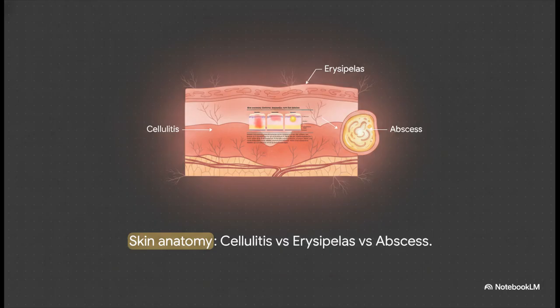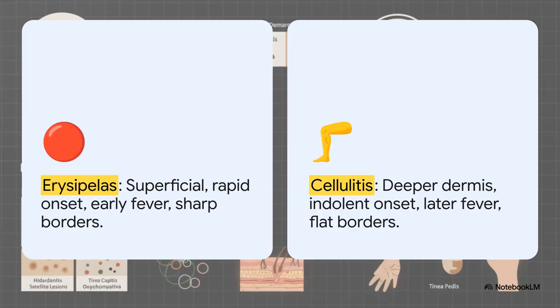Look closely at how this works. Erysipelas sits high up, right in the superficial upper dermis and lymphatics. Cellulitis, though, dives much deeper into the deep dermis and subcutaneous fat. Meanwhile, an abscess is just a localized, walled-off collection of pus. Knowing exactly where the infection lives in the tissue perfectly explains the clinical signs you're going to see on the patient's skin.